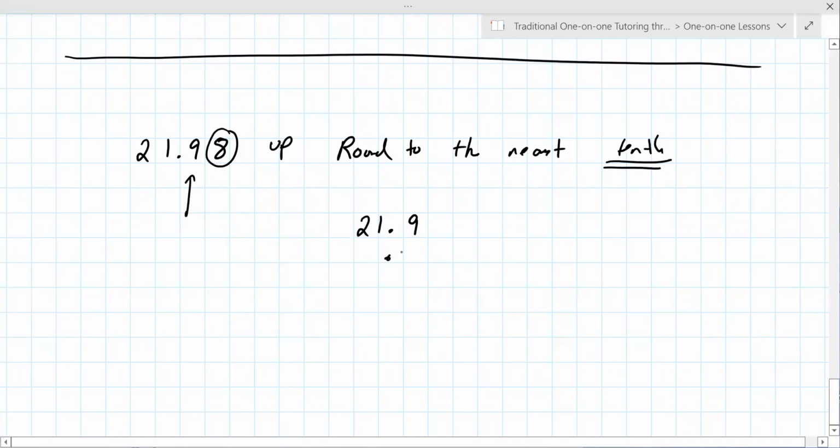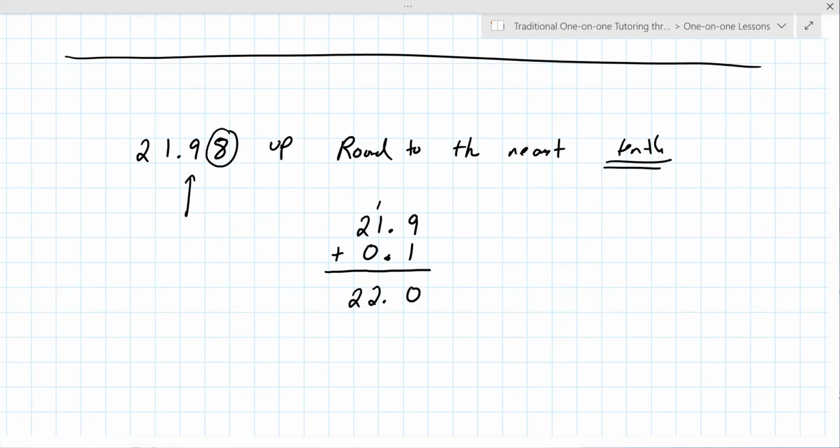Now, when you add 0.1 to 9, it goes up to 0, and then you have a carry, and that's okay. That's totally okay. That can happen. Okay.